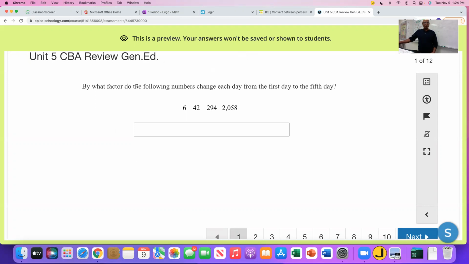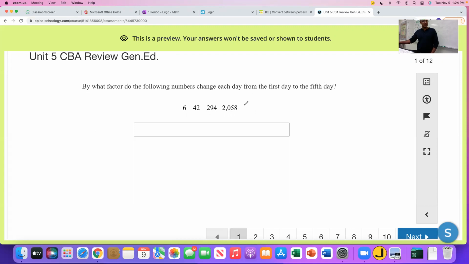Number one reads, by what factor do the following numbers change each day from the first day to the fifth day? All right, so see if you can do that on your own. Notice that we're seeing, in other words, what is happening each time as you go from day one to day two, from day two to day three, from day three to day four, and what would it be as we go on to the fifth day? By what factor do the following numbers change each day from the first day to the fifth day?